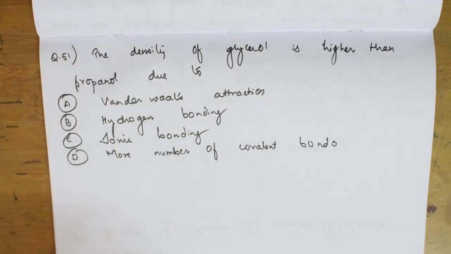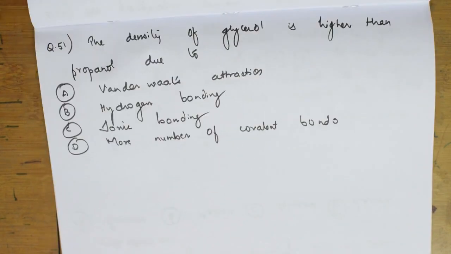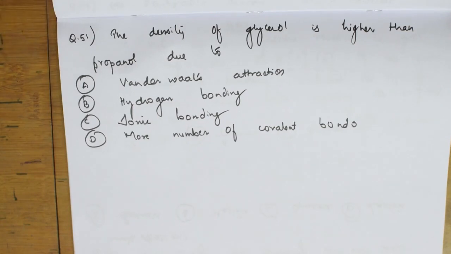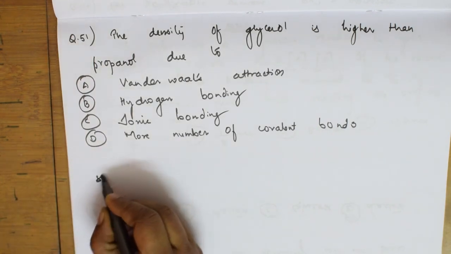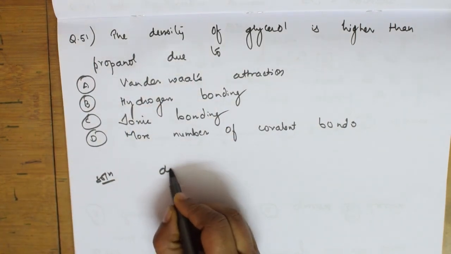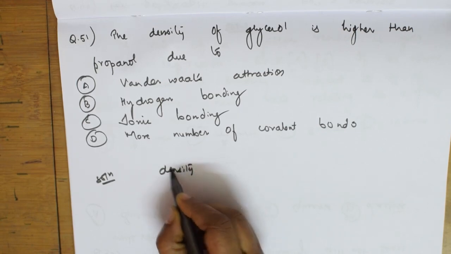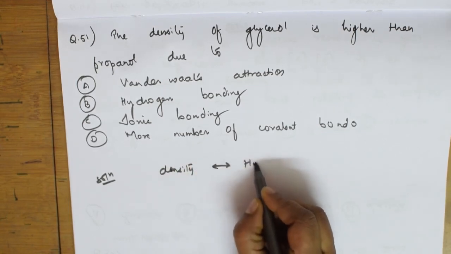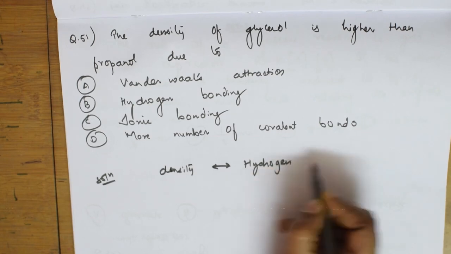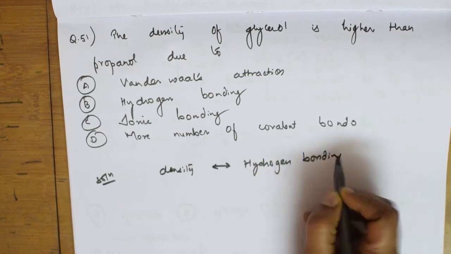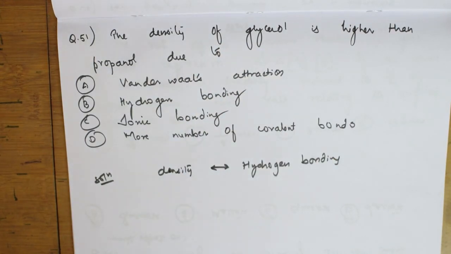The density of glycerol is higher than propanol. They've given this question. So whenever a density question is given to you, the easiest way to approach the question is in terms of hydrogen bonding. Remember, once again I'm saying, whenever a density question is given to you, density is related to hydrogen bonding, that's the easiest way. So they've given glycerol. Why is the density of glycerol higher than propanol?